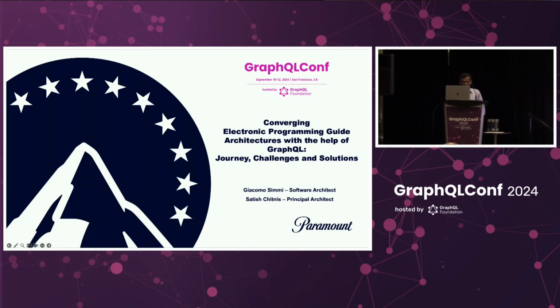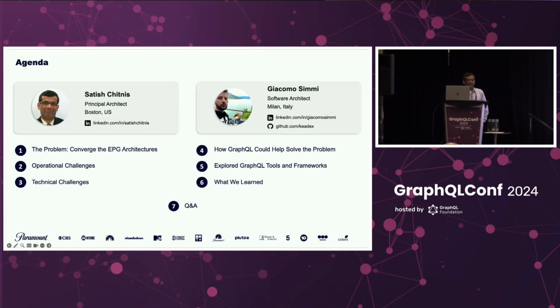So let me introduce myself. My name is Satish Chitnis. I'm the principal architect at Paramount, and I'm responsible for the infrastructure team as well as API and core services. I have a bunch of architects working with me.